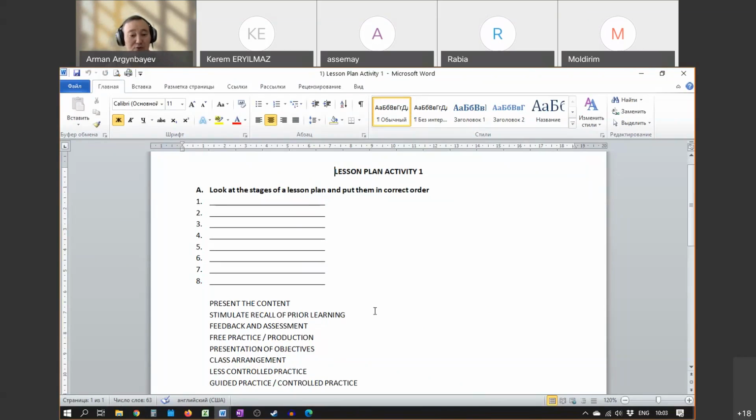We'll check. All right. So, for example, first is what? I don't know. Guided practice. For example, it's not correct actually. So you should put it in correct order. Is it clear? So 8 steps. Put them in the correct order. 1 minute. Sure. Okay.